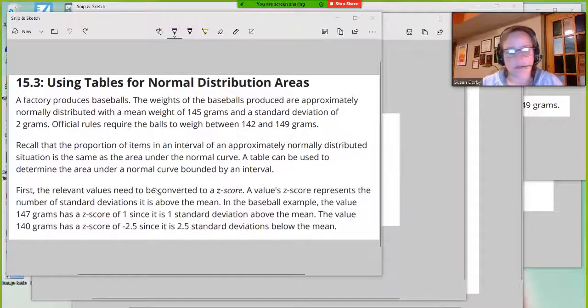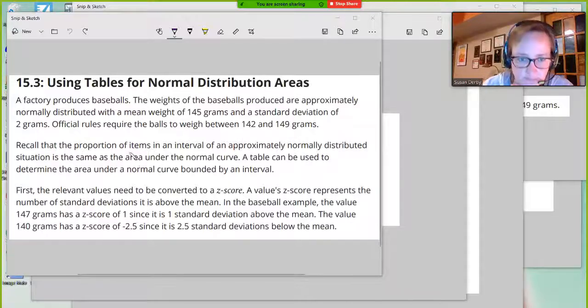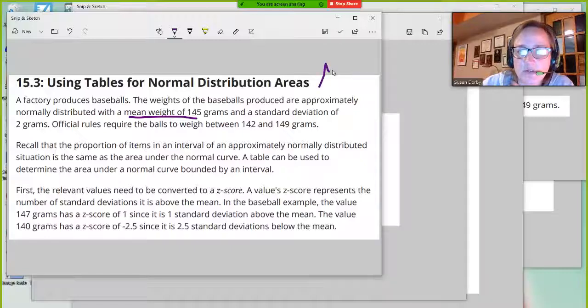And it's telling us we can use a table, but we're going to get even better than a table. We're going to use one of the tools that Illustrative Math has provided for us to get some good calculations going on here. So, a factory is producing baseballs. The weights of baseballs produced are approximately normally distributed with a mean weight of 145. Good information to have. There's our mean of 145, and a standard deviation of 2 grams.